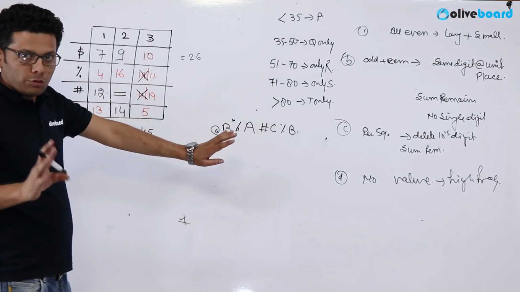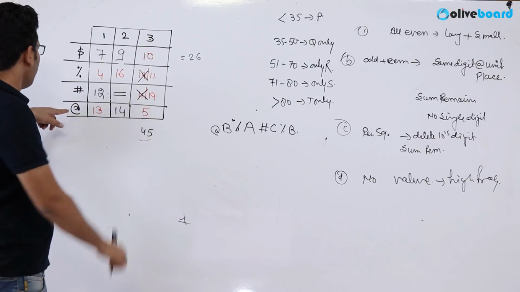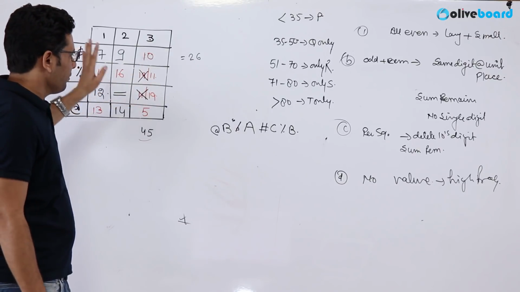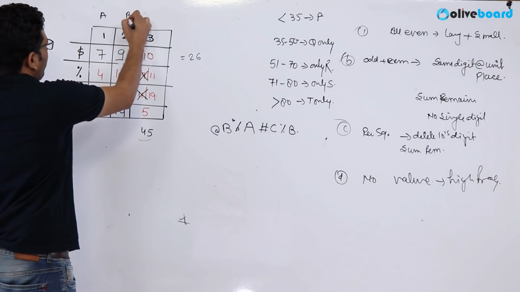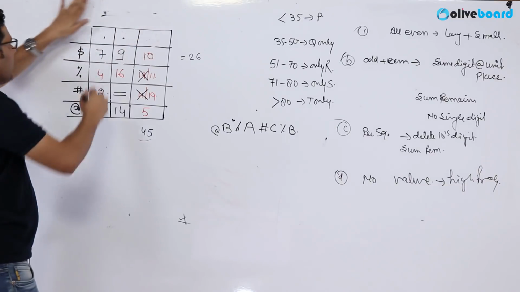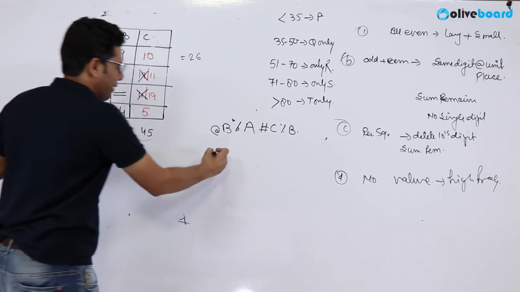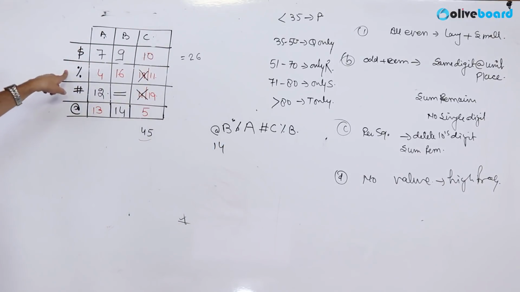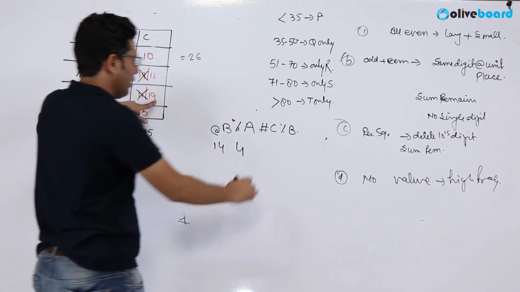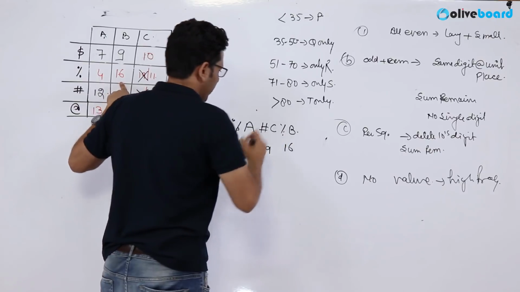First of all, what I need to do is pick the numbers for these values. @B, okay, these are the A, B, C. You can use it like this, okay. Both are the same, okay. So you can write down A, B, C or 1, 2, 3. @B has my value 14. %A has the value 4. #C has the value 19. And %B has the value 16.